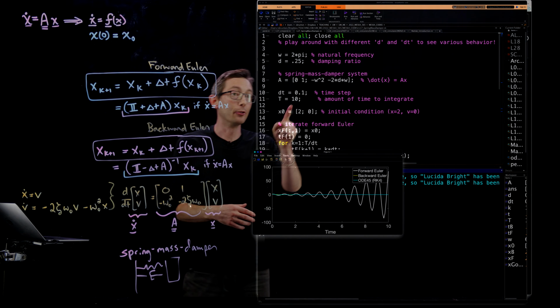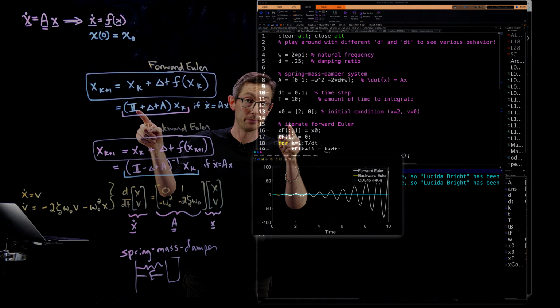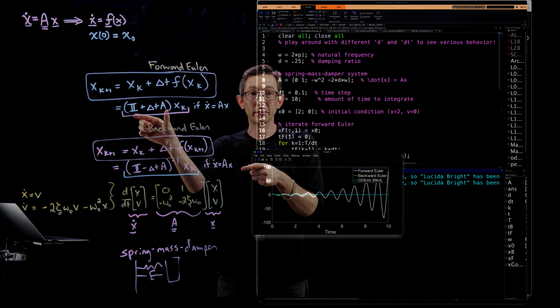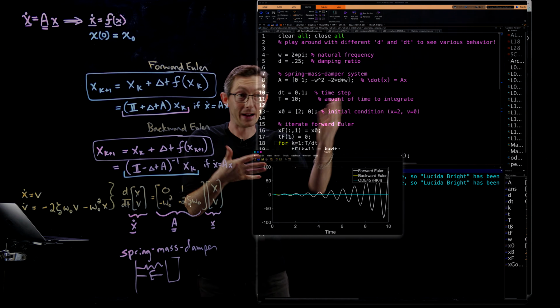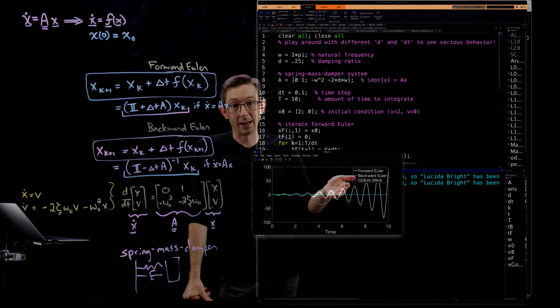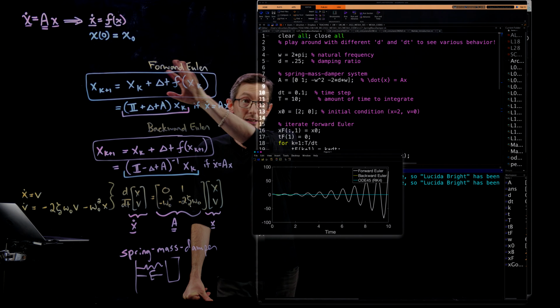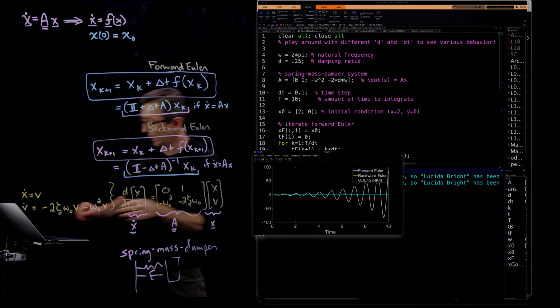But somehow, for a big enough delta t, this scheme blew up. And it's probably going to have to do with the eigenvalues of this identity plus delta t A. In fact, I bet that thing has unstable eigenvalues, and we're going to show that in the next lecture, that for some delta t, this thing goes unstable. I'm pretty sure that backward Euler remains stable here.